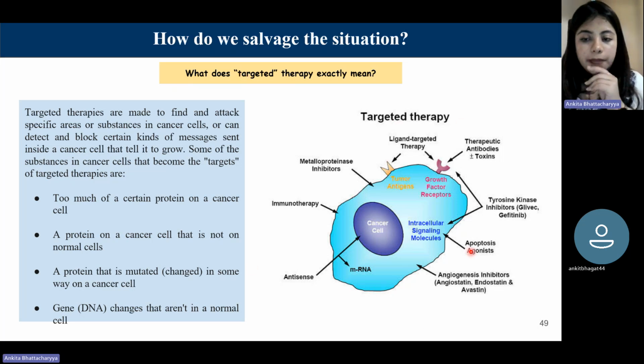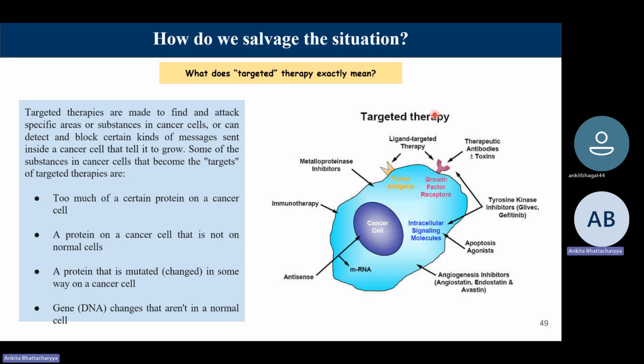So this schematic actually shows the same thing. Different strategies for targeted therapy have been shown here. One example is something I just discussed, where you have a tumor antigen present on the surface, and then you use a ligand targeted therapy to bind to that particular antigen and therefore affect its downstream mode of action.